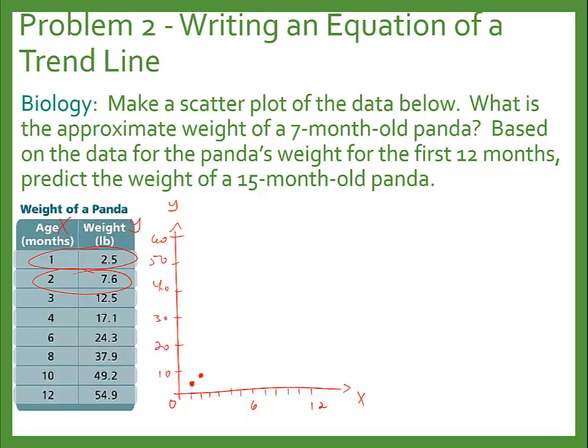3, 12.5. So 3 months and up, about 12.5. Let's see. So done with that one, that one, that one. So 4, 17. So go to the 4th month and go to 17. And then 6, 24.3. Wait, where's 5? 1, 2, 3, 4, 5, 6. Okay, so 6 is going to be 24.